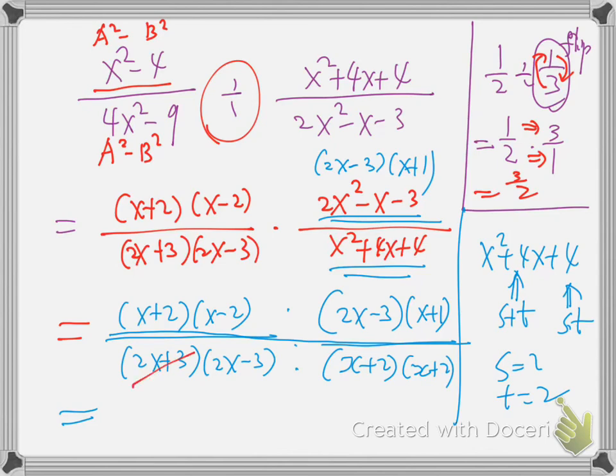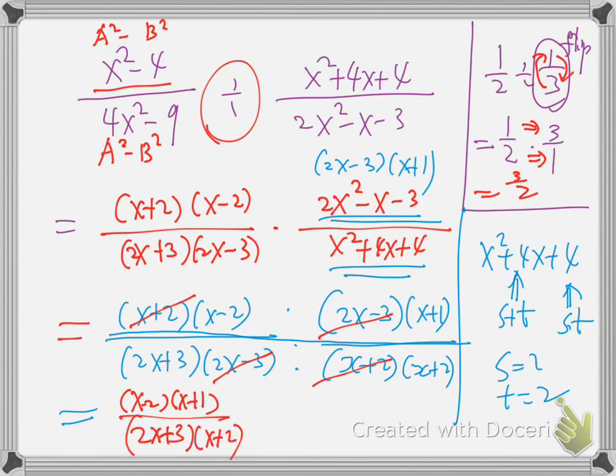2x minus 3. So I cancel the wrong one. Here, 2x minus 3 with 2x minus 3, and x plus 2 with x plus 2. So the answer is x minus 2 times x plus 1 divided by 2x plus 3 times x plus 2. So that's the division.